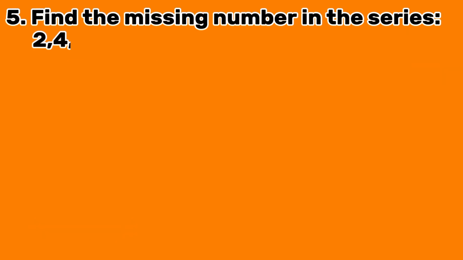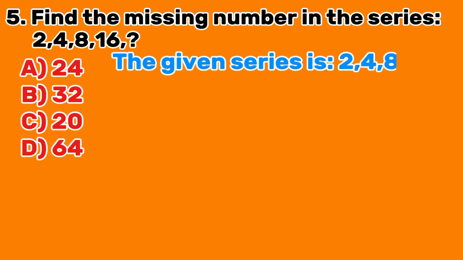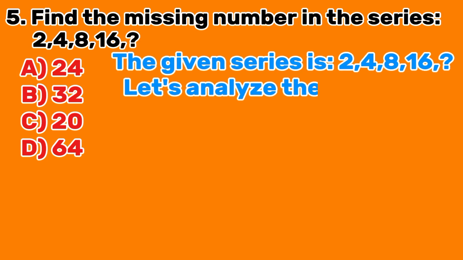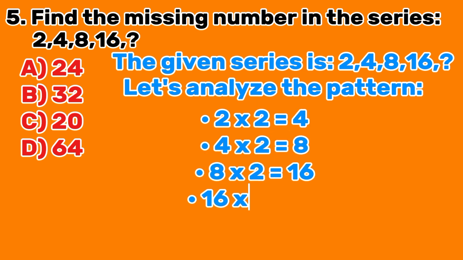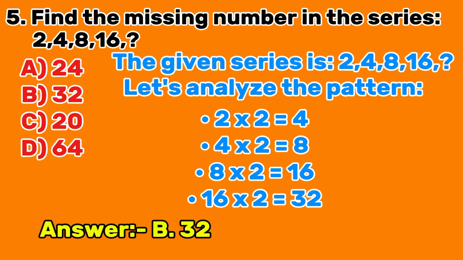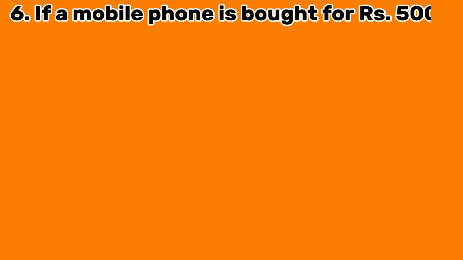5. Find the missing number in the series 2, 4, 8, 16. A. 24. B. 32. C. 20. D. 64. The given series is 2, 4, 8, 16. Let's analyze the pattern. 2 times 2 equals 4, 4 times 2 equals 8, 8 times 2 equals 16, 16 times 2 is equal to 32. Answer B. 32.